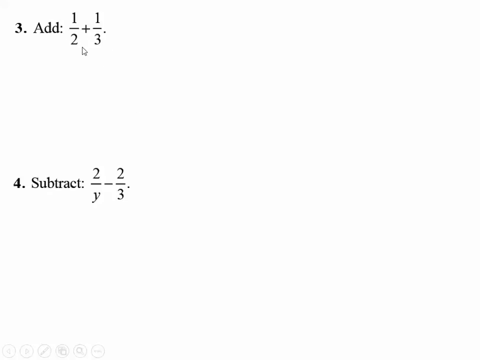What do you guys say? What's the common denominator? 6. It's what? 2 and 3 multiplied together, right? And that sometimes works out, sometimes not.